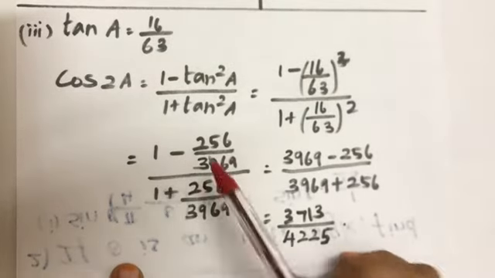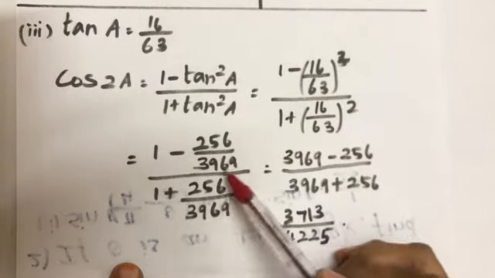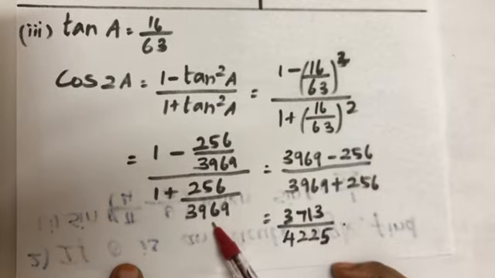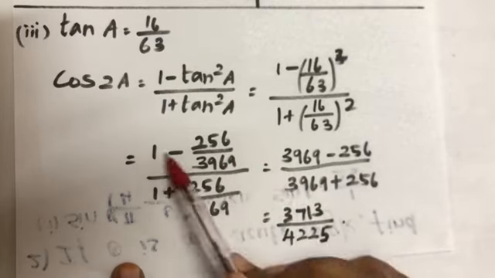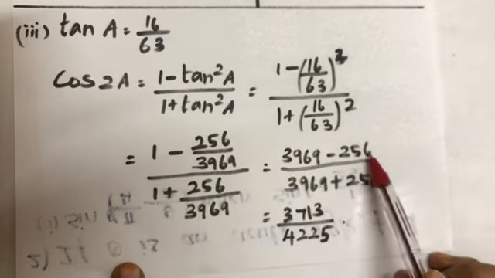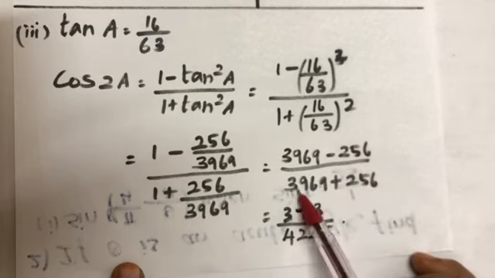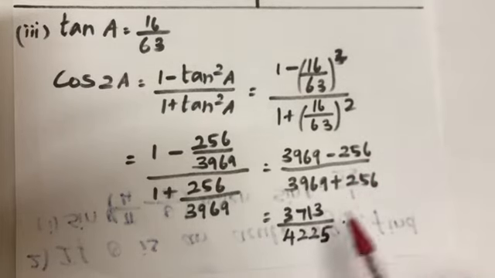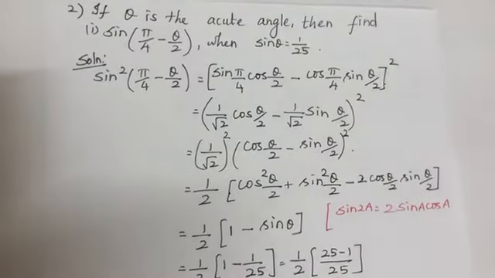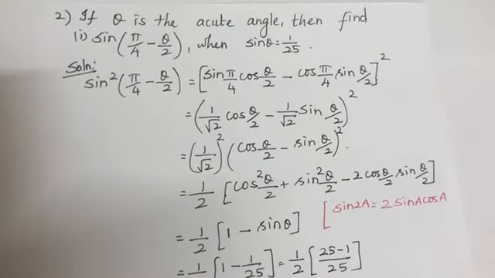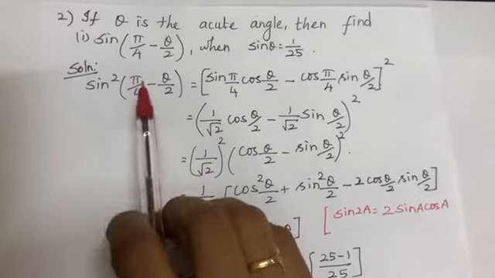In the numerator and denominator we can take 3969 as the LCM. So both the denominators will get cancelled. In the numerator it will become 3969 minus 256. In the denominator, 3969 plus 256. After simplification you get 3713 divided by 4225.